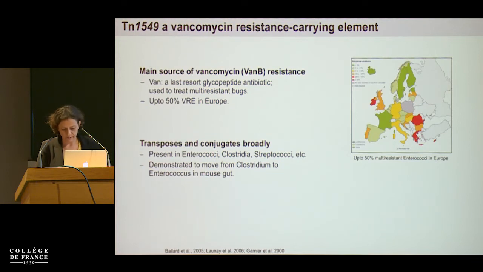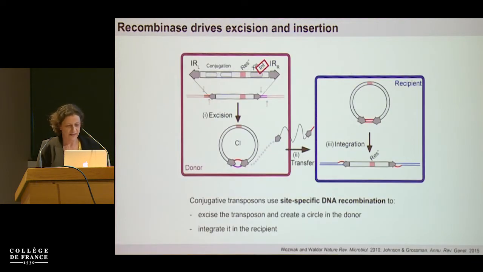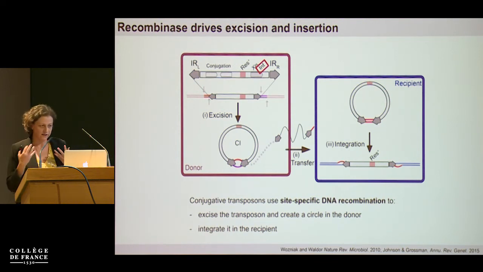So that's one of the reasons why we picked this example, but the other reason is that we have been able to reconstitute the movement of these elements in bacteria, so that we had developed tools to follow their movements in vitro. And so work in our group, but also by others, have shown that these elements contain all the genes required for autonomous conjugation and integration in the genome, and the pink thingy here is the vancomycin resistance gene inside the transposon.